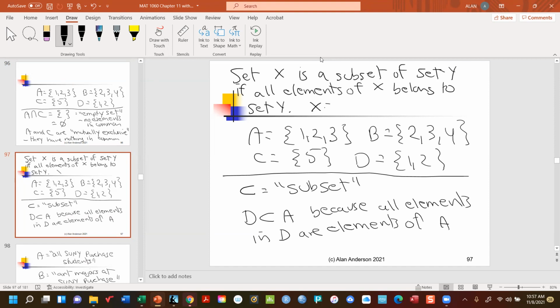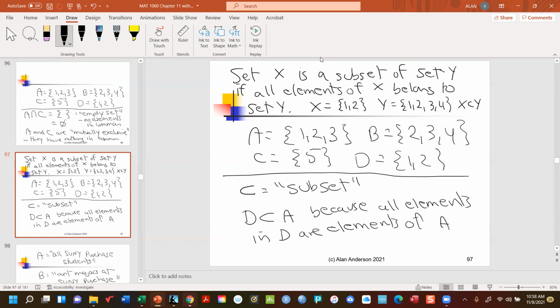So for example, if X is 1 and 2, and Y is 1, 2, 3, 4, then X is a subset of Y, because all the elements in X belong to Y. Just like this class could be thought of as a subset of the entire student body at SUNY Purchase. Okay, you're all SUNY Purchase students, and you belong to the entire university or college, or the SUNY system too. You can think of it that way. SUNY Purchase is a subset of the entire SUNY system. So in other words, because it belongs to it.